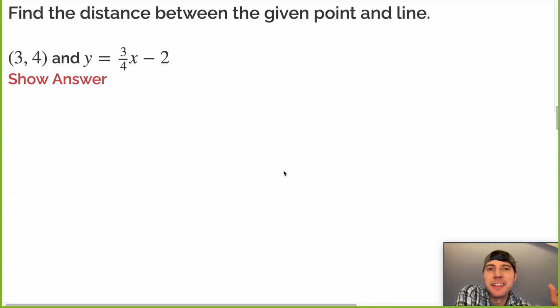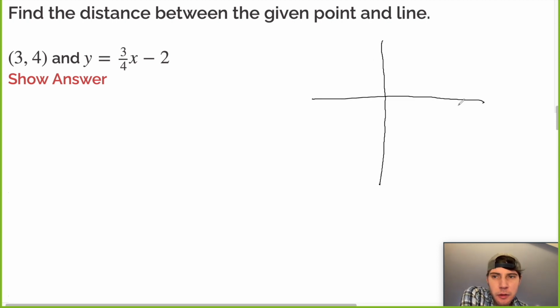All right, so we're going to find the distance between the given point and a line. The point is (3, 4) and the line is y = 3/4 x - 2. First I'll do a quick sketch of what we're doing. We have a graph and we have a point (3, 4) roughly right here, and we have a line y = 3/4 x - 2.